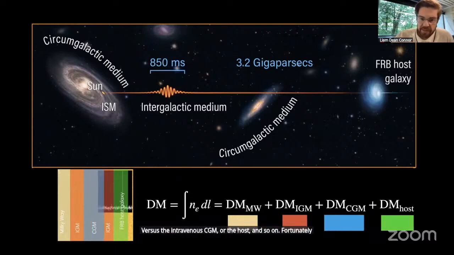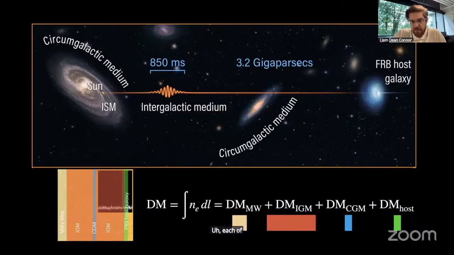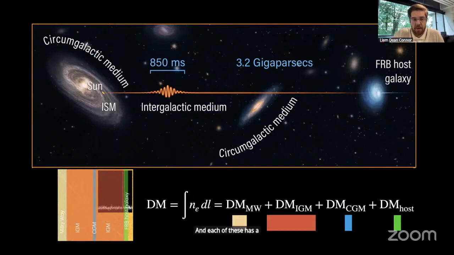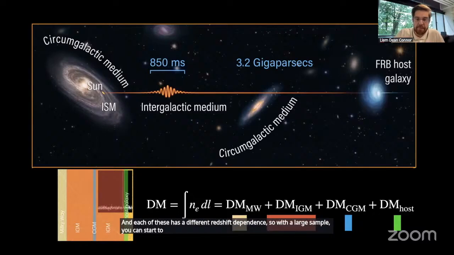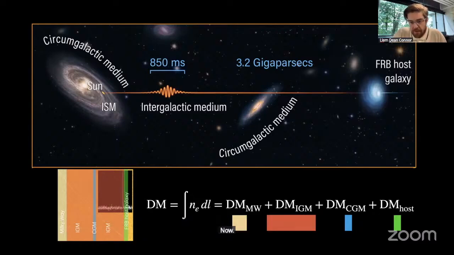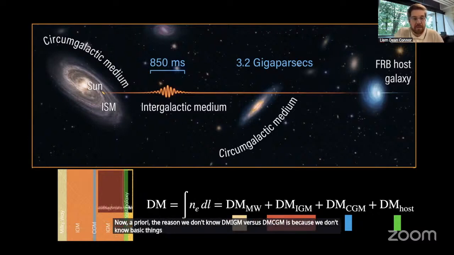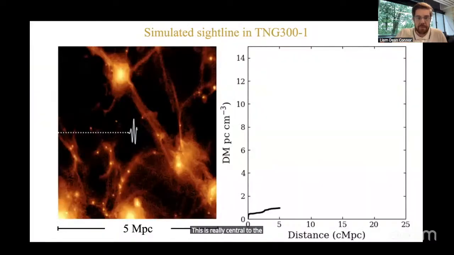Fortunately, for a large enough sample, each of these terms has a different probability distribution at a given redshift, and each of these has a different redshift dependence. So with a large sample, you can start to tease these apart. Now, a priori, the reason we don't know DM-IGM versus DM-CGM is because we don't know basic things like the fraction of the universe's baryons that are in the CGM versus the IGM. This is really central to the missing baryon problem.